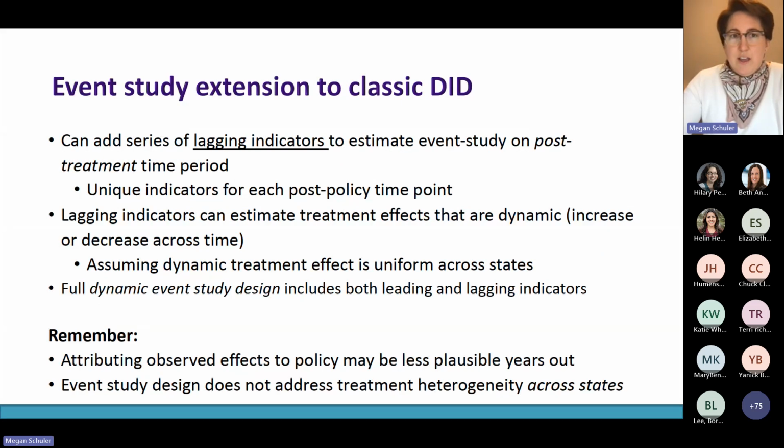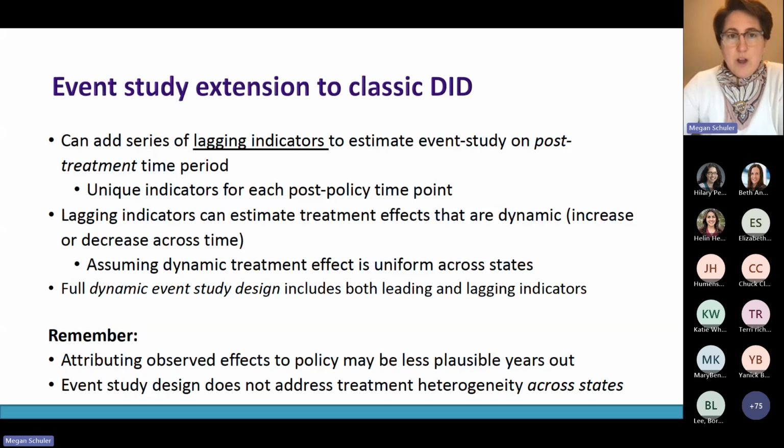So similarly, you can add a series of lagging indicators, which are indicators for each post-policy time point. And this can be used to estimate time-varying or dynamic treatment effects with interactions with the policy indicator. And so this approach would actually allow you to estimate time-specific policy effect estimates, thus relaxing the pretty restrictive classic diff and diff assumption that the treatment effect is constant over time.